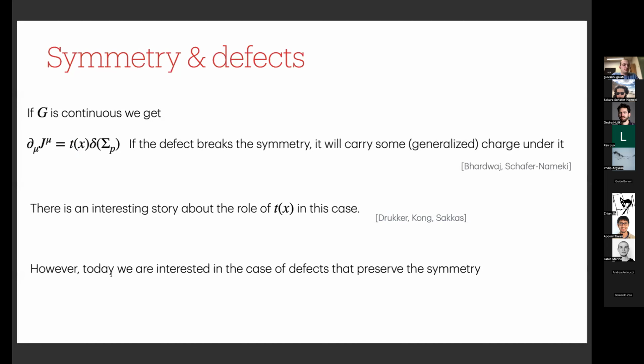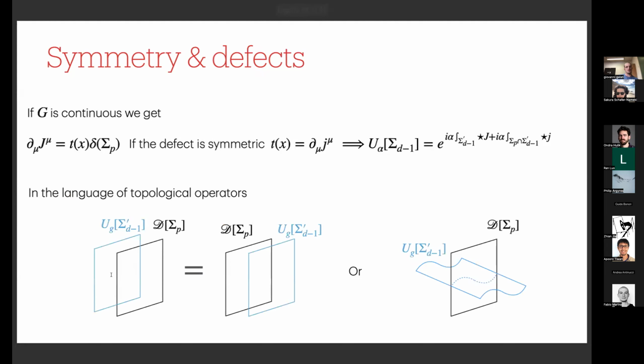However, today I want to describe the situation in which the defect does not break the global symmetry. And in this situation, one can show, just by applying again the Ward identity, but on the defect action, that the tilt operator is now again a total derivative, and can be written as d_mu of some new current little j.